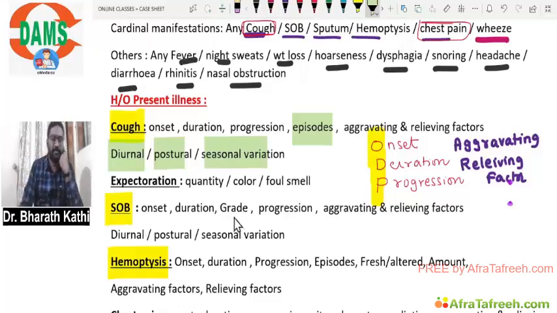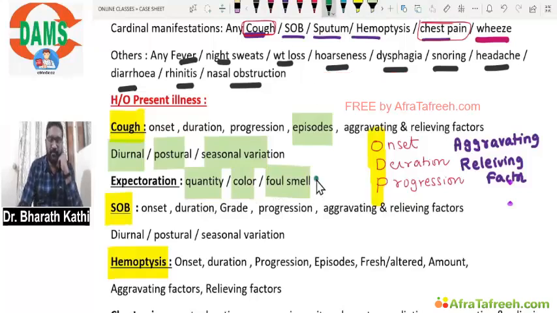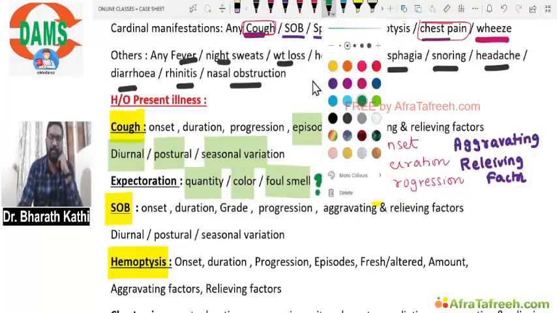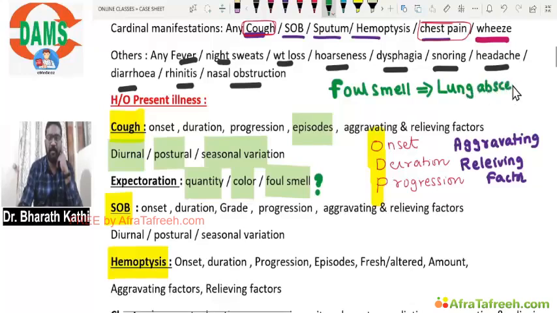Then expectoration, if at all you are asking about cough, you should also ask about the sputum. So what is the quantity, what is the color, and is there any foul smell? So can anybody tell me the relevance of foul smell? So where do you find foul smelling sputum? In which condition do you get foul smelling sputum? So foul smelling sputum is a cardinal feature of lung abscess. And also postural variation.